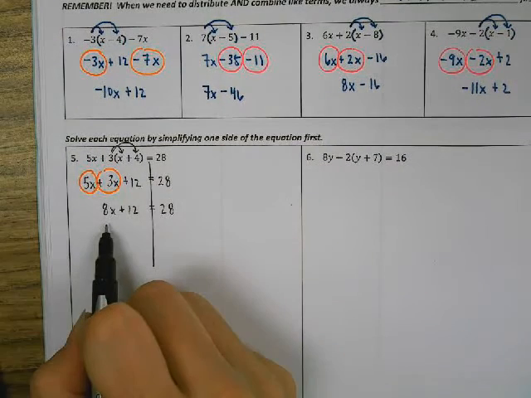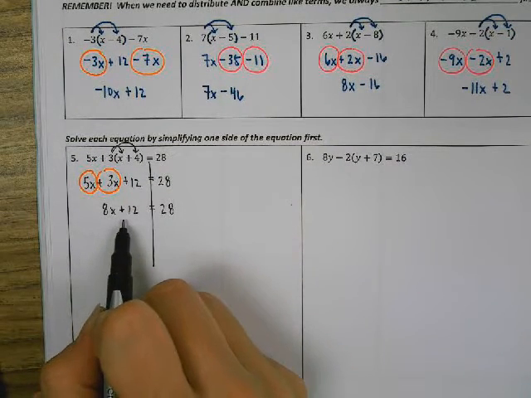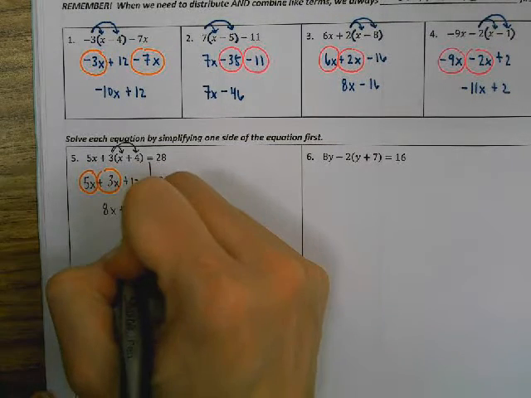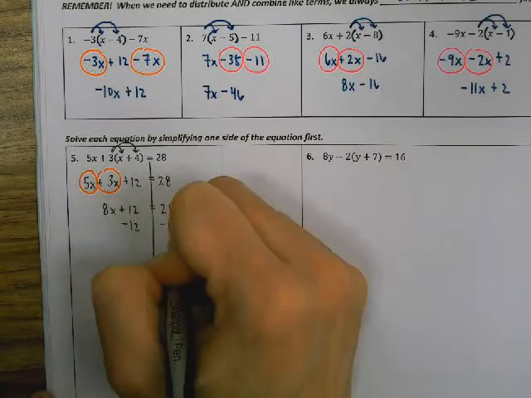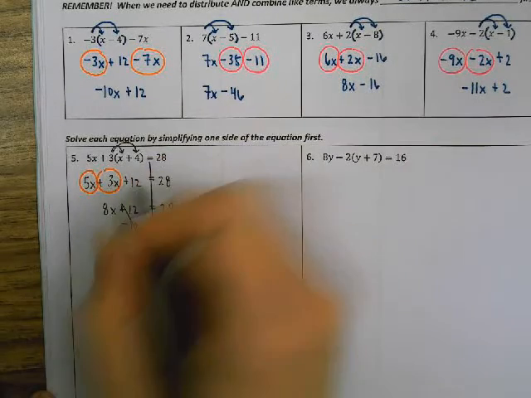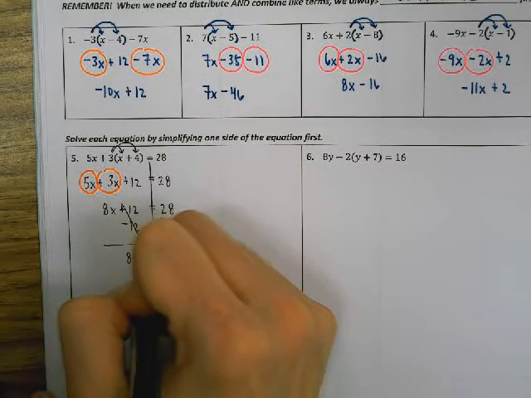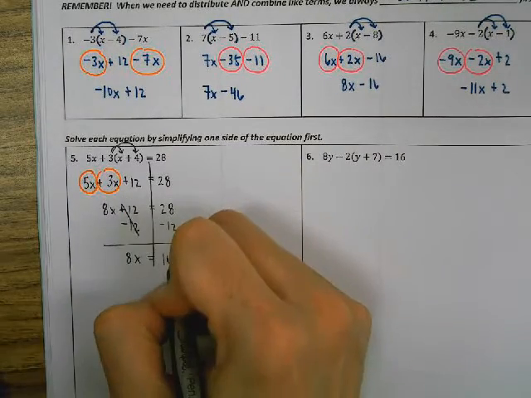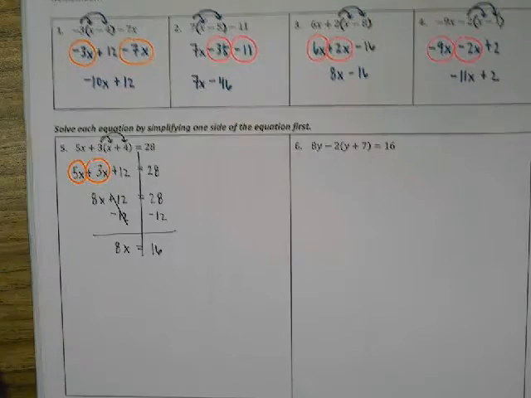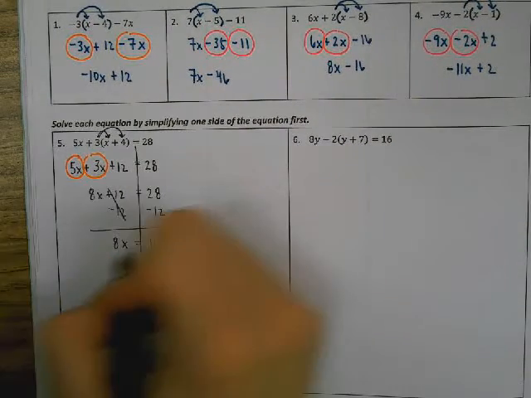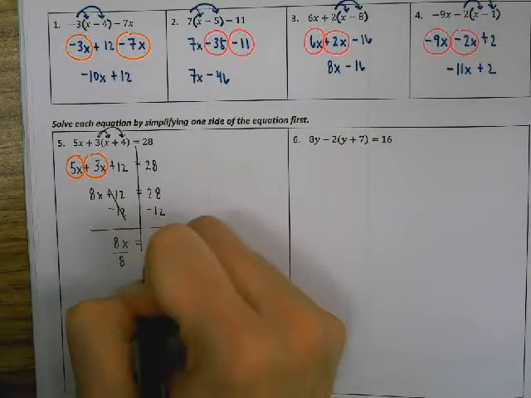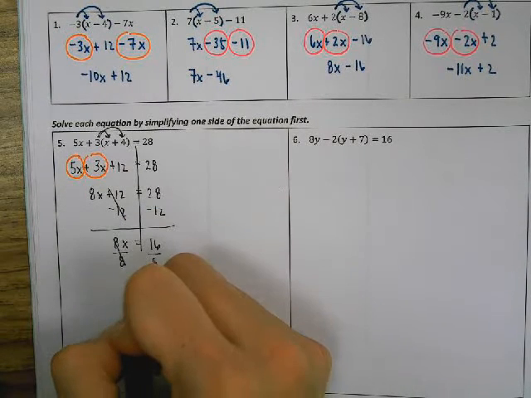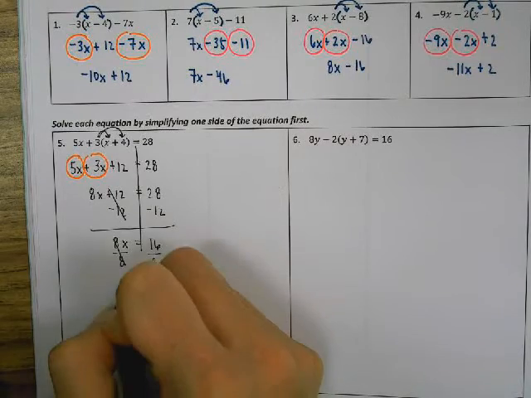So I first look to the side with the variable, and I know I need to move that constant before I do anything else. So I'm going to subtract 12 from both sides. My 8x comes down. And over here I have 28 minus 12, which is going to give me a 16. Last thing to do is just divide by 8 on both sides. So that's going to give me x equals 2.